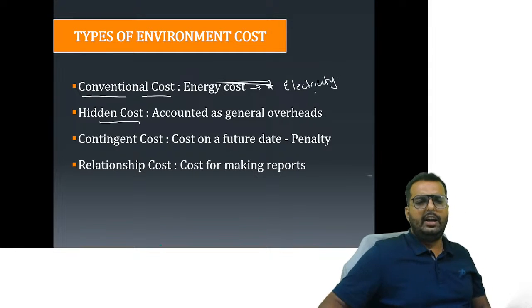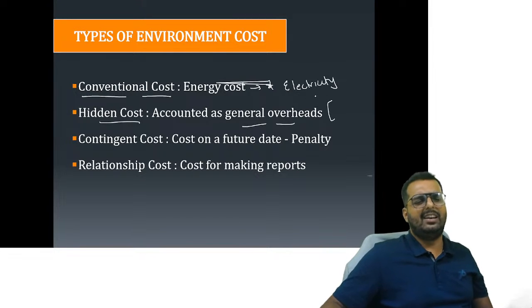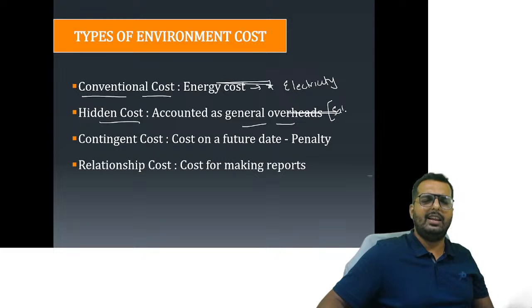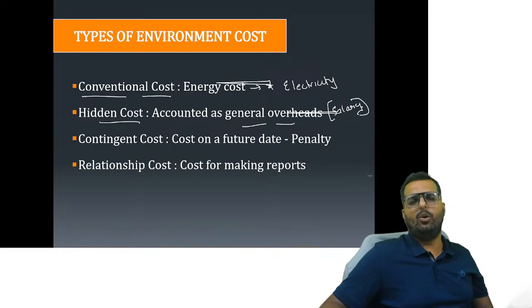Hidden cost. Hidden cost means suppose there will be some bribes that you pay, or generally you keep paying some money like salary, etc. But we never account it as salary. We account it as general overhead, or we don't account it as hidden cost basically.